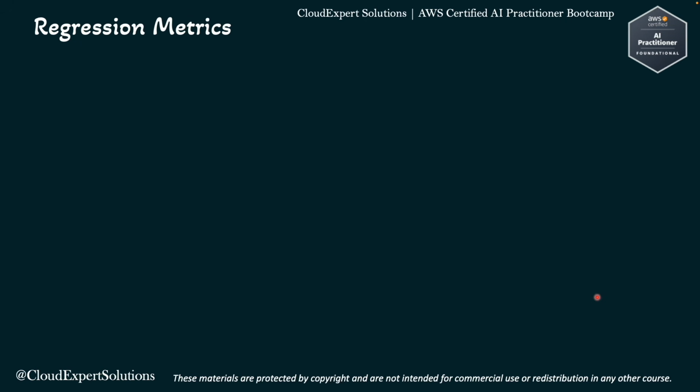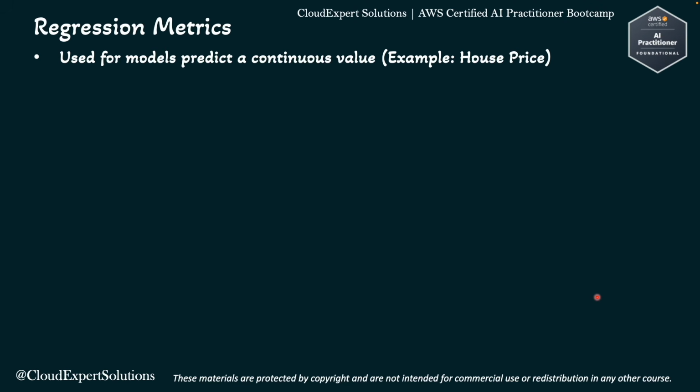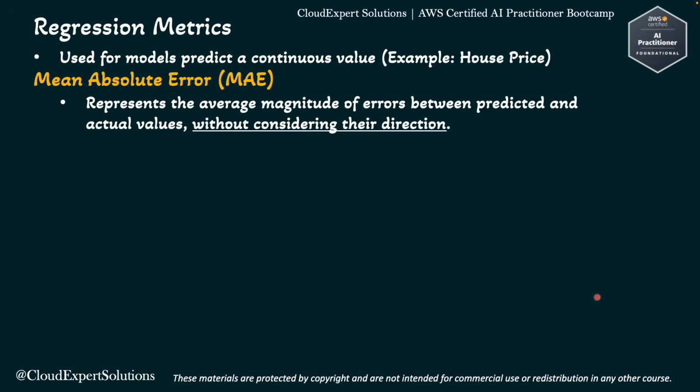Now let's review the regression evaluation metrics. Regression evaluation metrics are used when your model predicts a continuous number like a house price or temperature. There are different metrics available. To start with, mean absolute error or MAE. Mean absolute error is a measure of prediction accuracy in regression tasks. It represents the average magnitude of error between predicted and actual values without considering their direction, whether the prediction was higher or lower than the actual values.